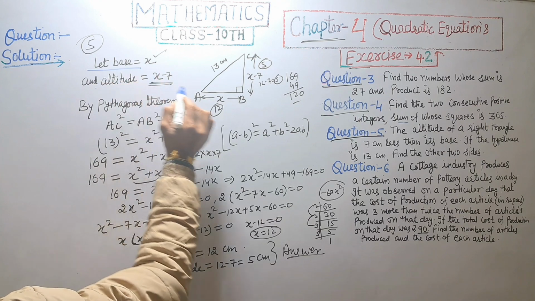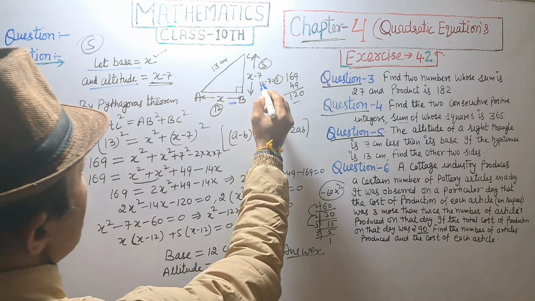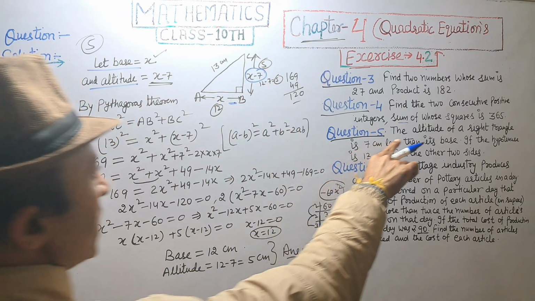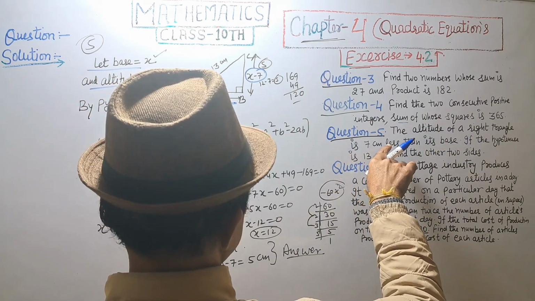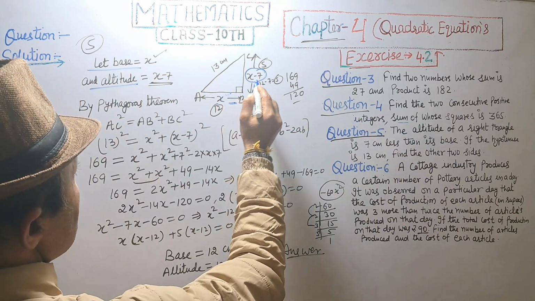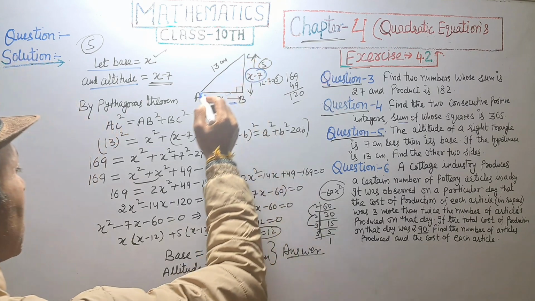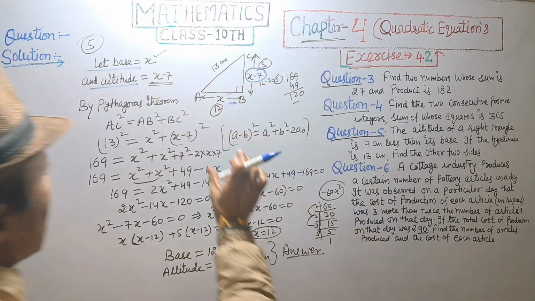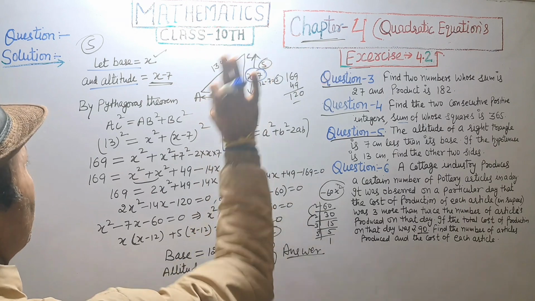Let base equal to x and altitude is equal to x minus 7, according to the question. The altitude of a right angle triangle is 7 centimeter less than its base. Base is x and altitude is x minus 7, and its hypotenuse is given, that is 13 centimeter. Find the two sides, base and altitude.